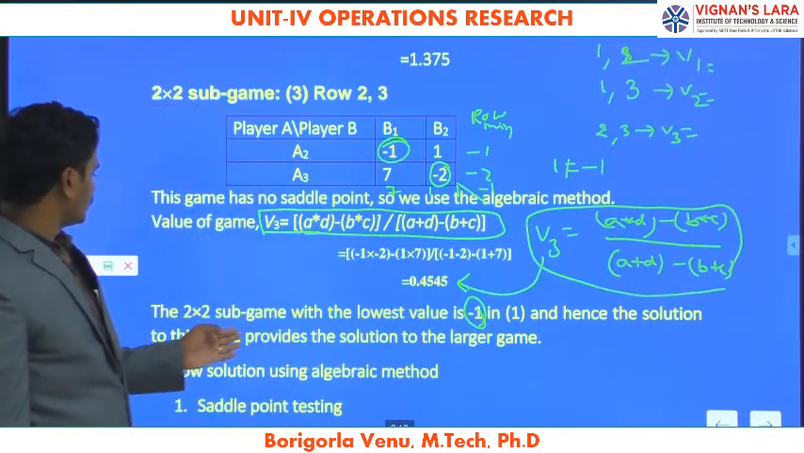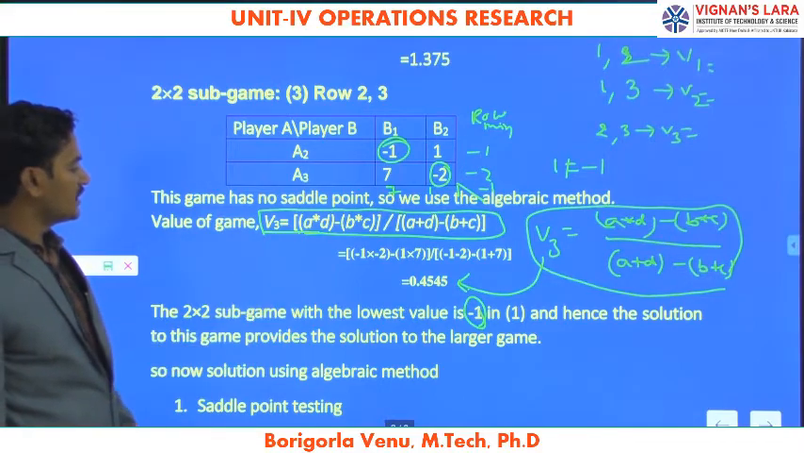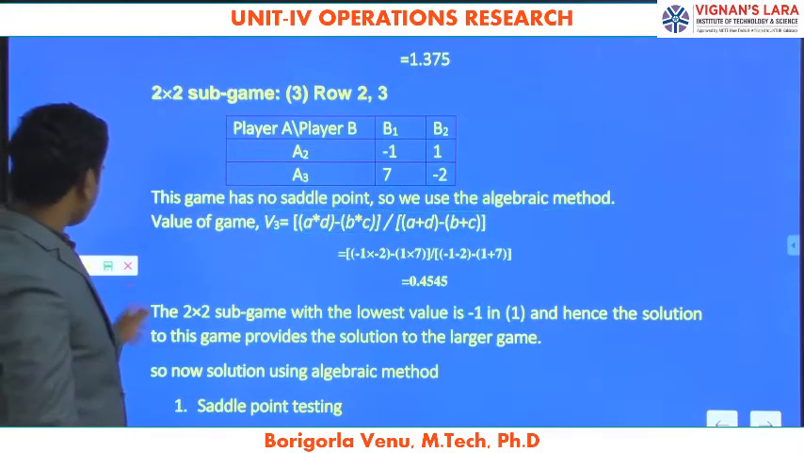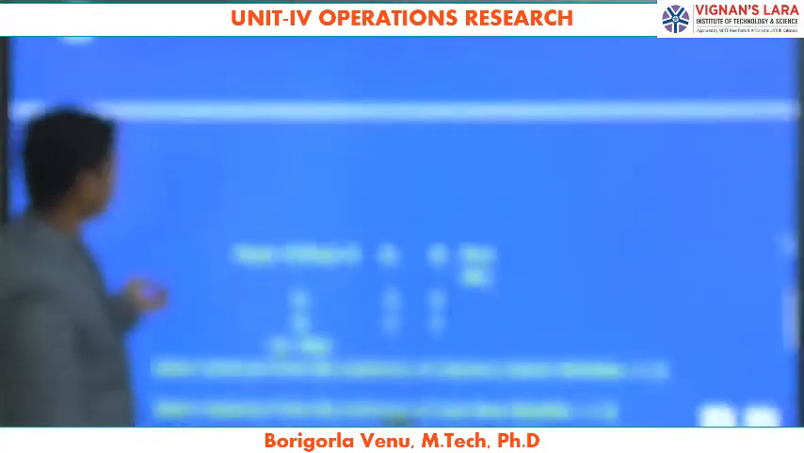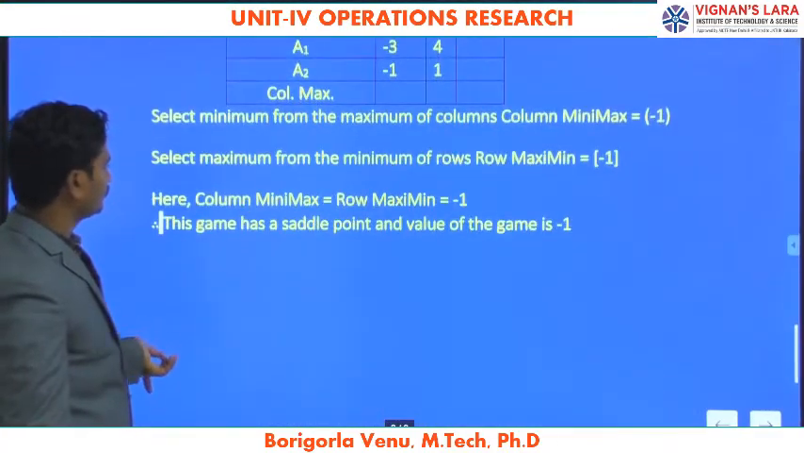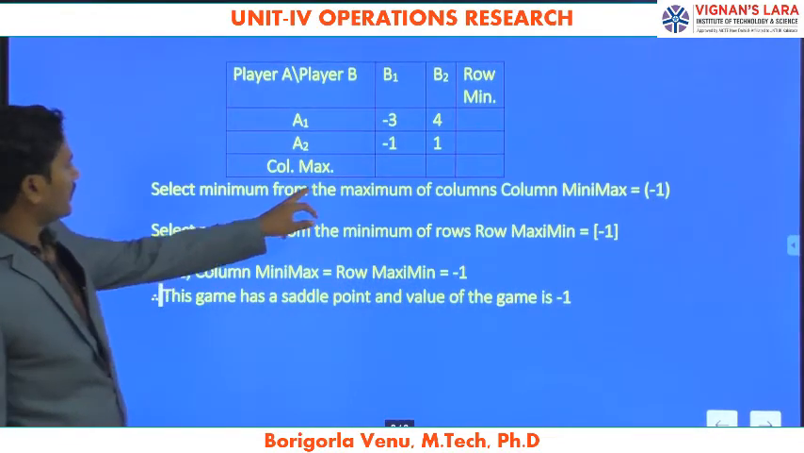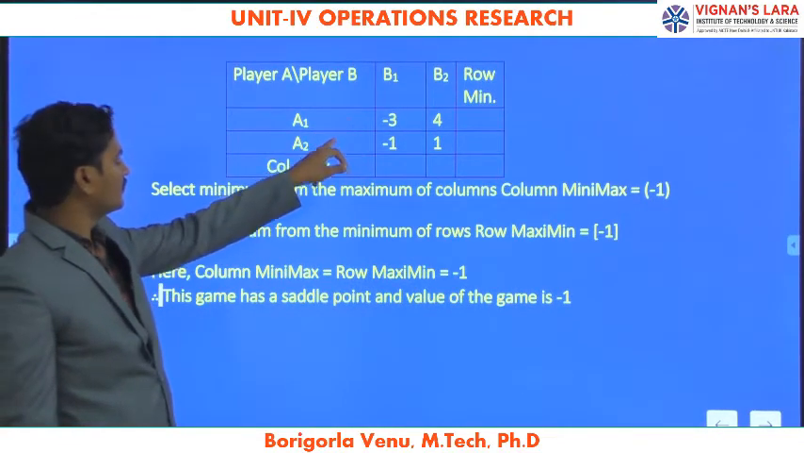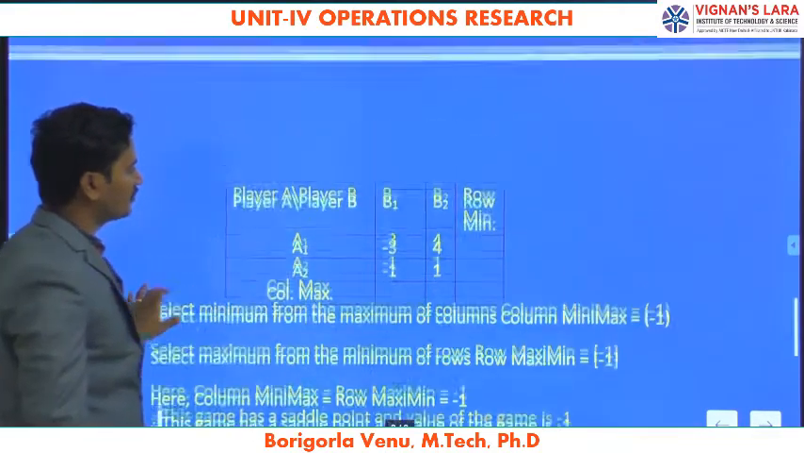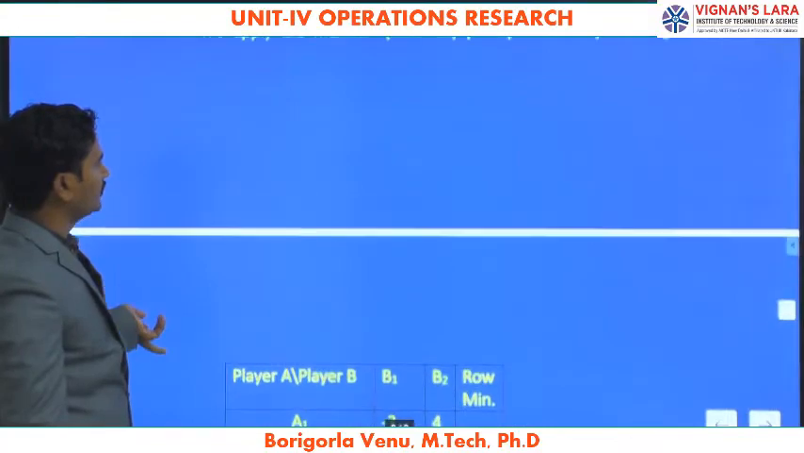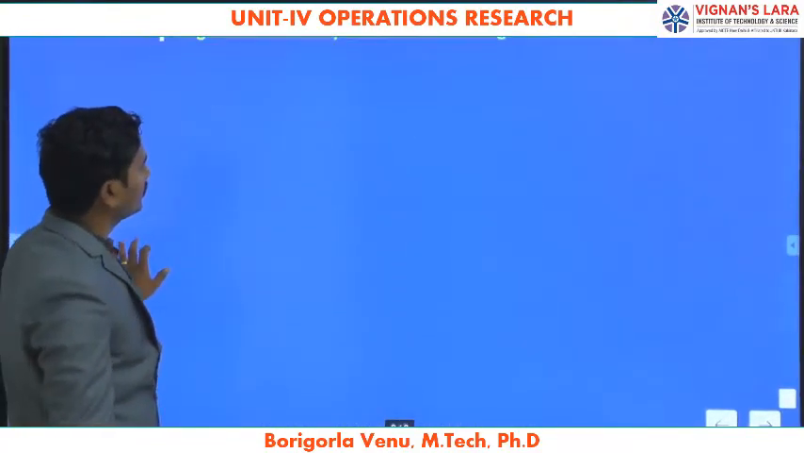So here the solution of the sub game provides the solution to the larger game. Here the solution is obtained between these first two rows. So this is called our solution. Okay, thank you. Next, coming to another example.